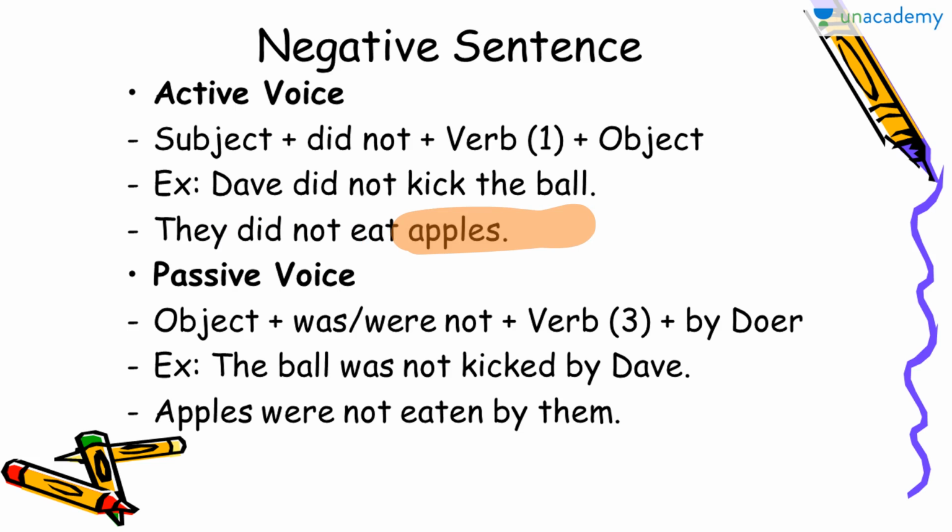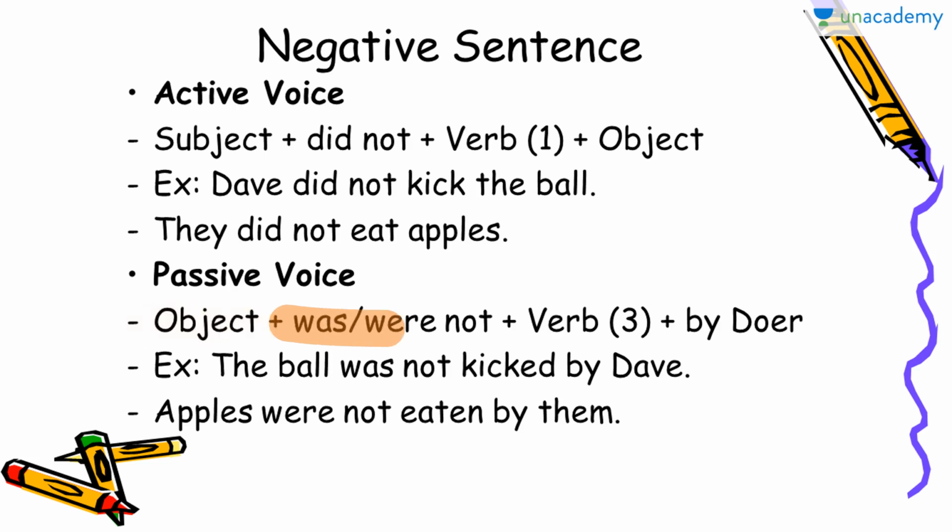Apples. If we talk about passive voice now, it will start again with the object. So we know that the object which is in active voice has to come at the first place when we talk about passive voice.